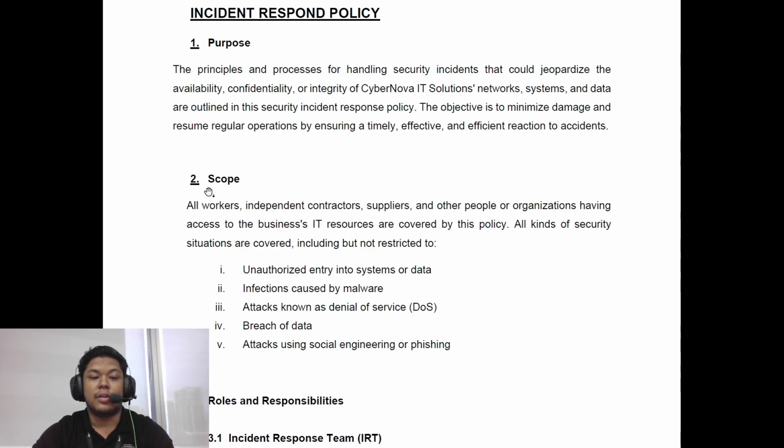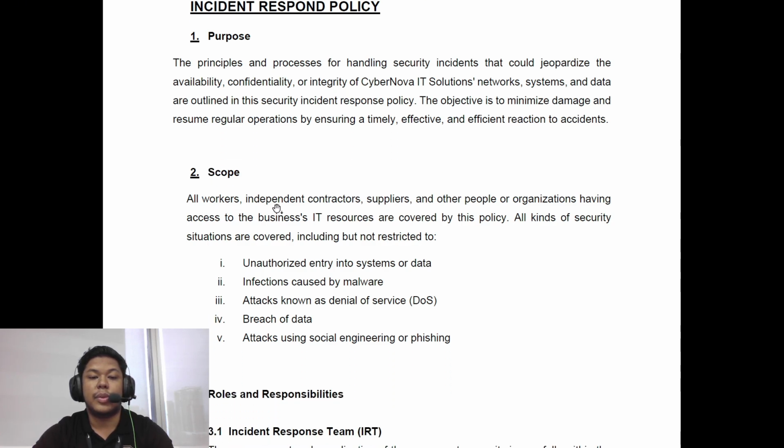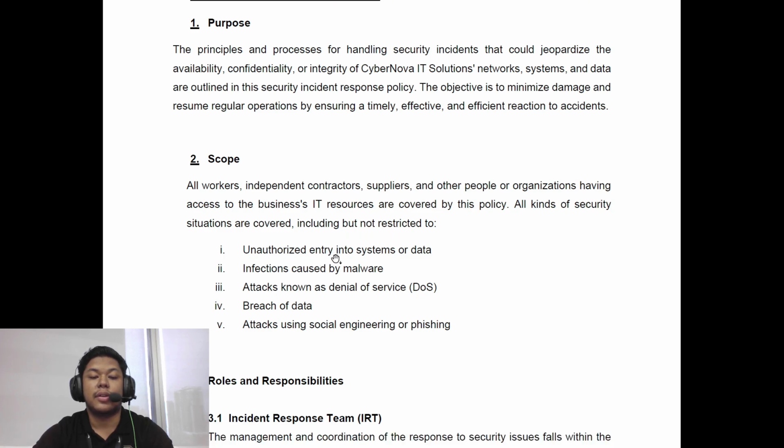Number two is the scope for the policy. All workers, independent contractors, suppliers, and other people or organizations having access to the business IT resources are covered by this policy. All kinds of security situations are covered, including but not restricted to unauthorized entry into systems or data, infections caused by malware, attacks known as denial of service, DDoS, breach of data, and attacks using social engineering or phishing.